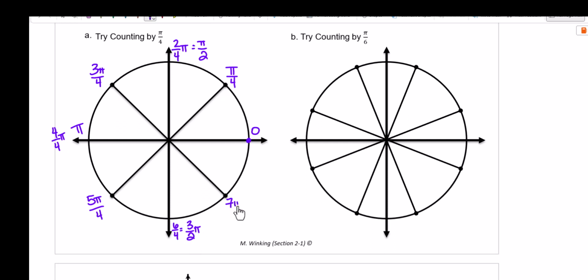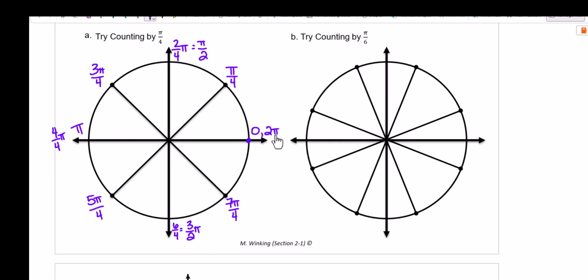This would be 7 pi over 4. And then if I go up one more, that would be 8 over 4, or 2 pi radians. So you'll notice from the animation that we just watched, you're always going to have 2 pi times whatever the radius is to get all the way around the circle, right? And that's how you learn the circumference formula back in middle school. Circumference is 2 pi r.